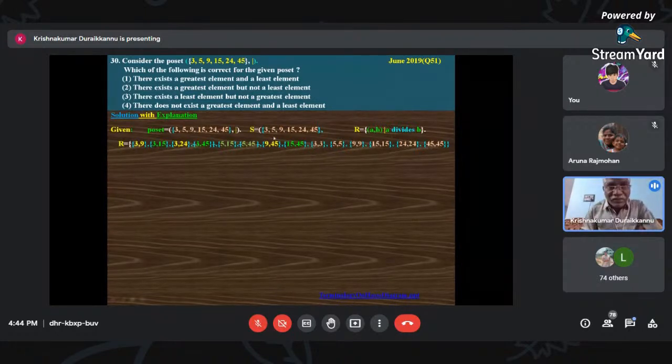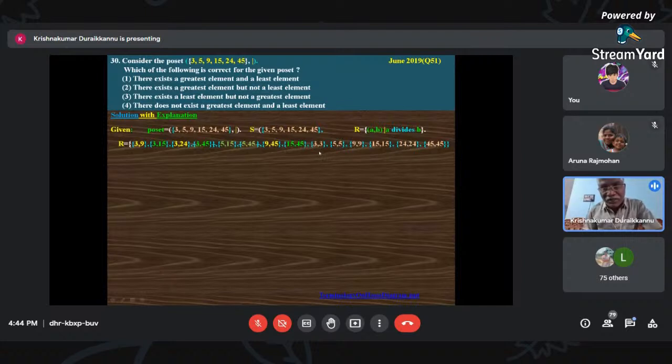Among the set, 3 can divide 9, so (3, 9). 3 can divide 15, so (3, 15). 3 can divide 24, (3, 24). 3 can divide 45, (3, 45). Then 5 can divide 15, (5, 15). 5 can divide 45, so (5, 45). 9 can divide only 45. Then 15 can divide 45.